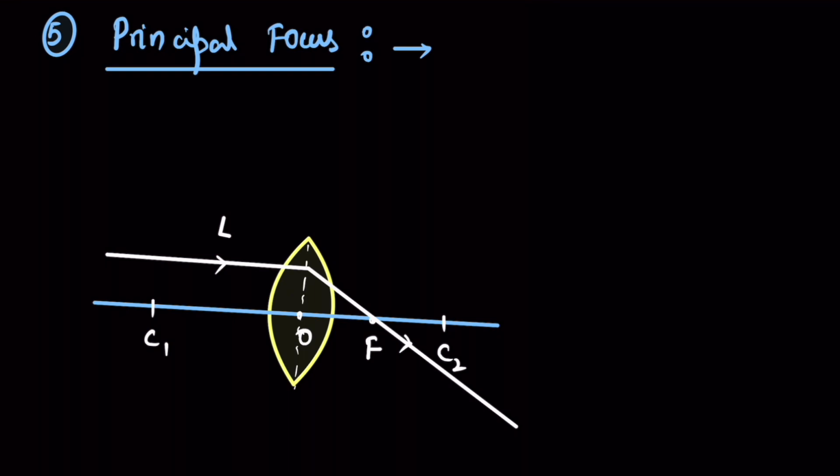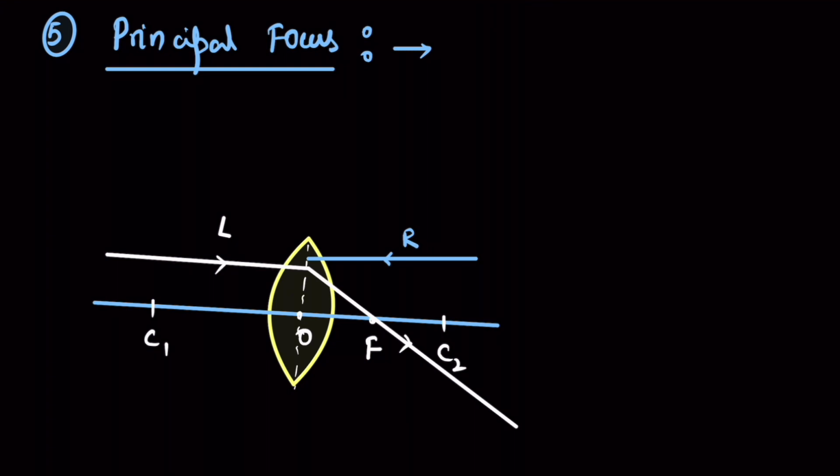Similarly, if our incident ray is on the right side, then where will it go? It will refract and move in this way. So here, this is another focus. So for lenses, we have two principal focus. If the incident ray is on the left side, focus is on the right side. If the incident ray is on the right side, focus is on the left side. So that's why left one we can mark as F1 and the right one we can mark as F2.